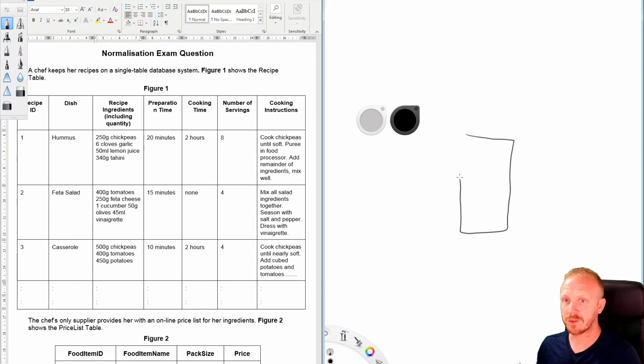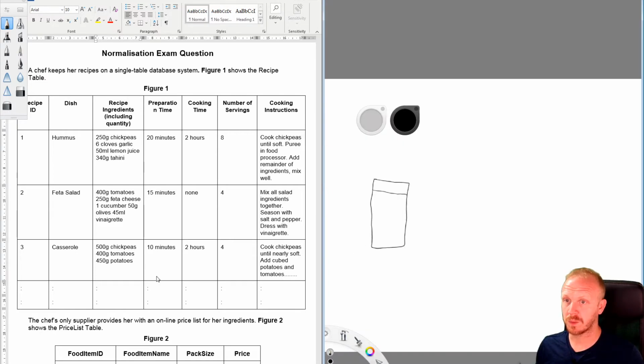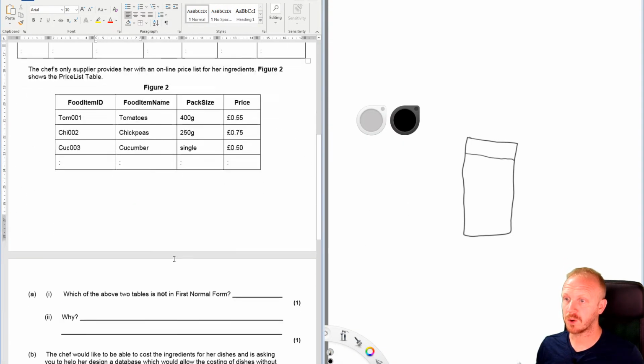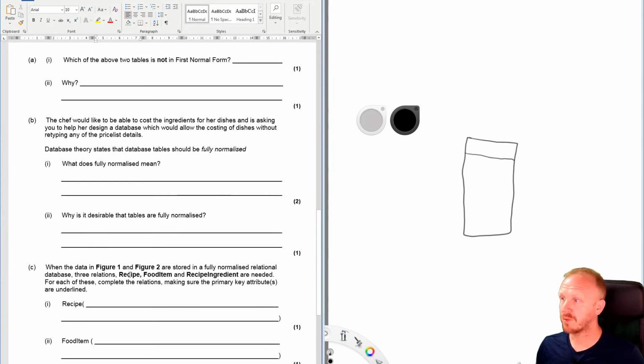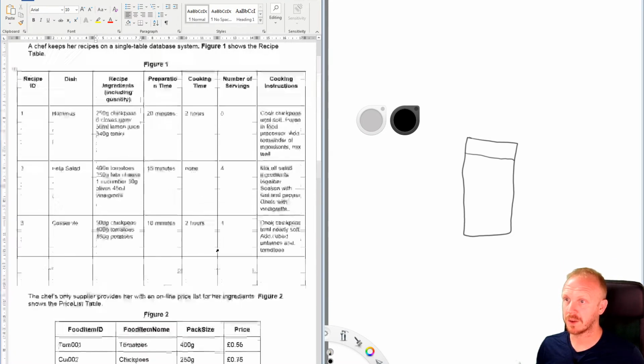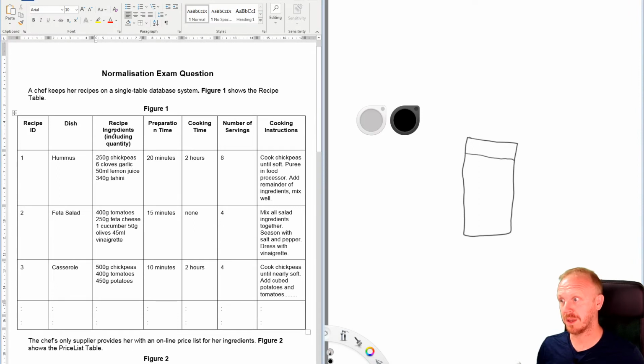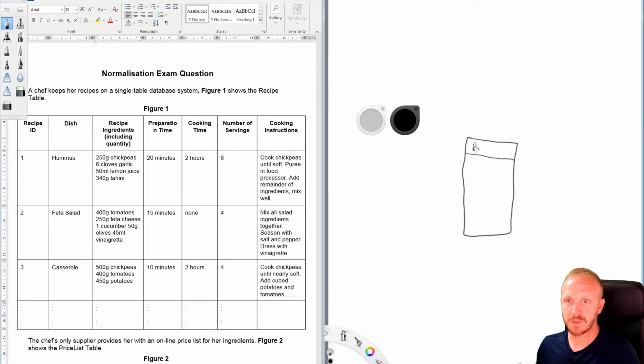I'll draw it out like this rather than do it in the relational style. This could be called, and we're told the names of it. Let's find out what names need to be called. It says it will contain recipe, food item, and recipe ingredient. Now this is probably going to be recipe ingredient because it says there recipe ingredients. So recipe ingredient, ingredient goes in there, and we put in the stuff that's in there.